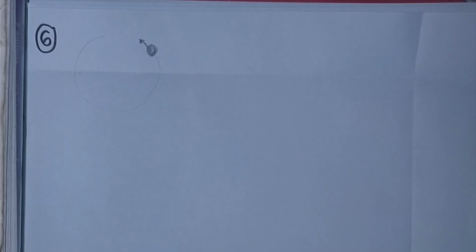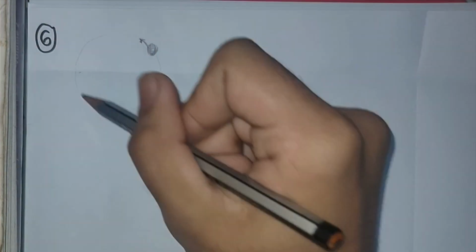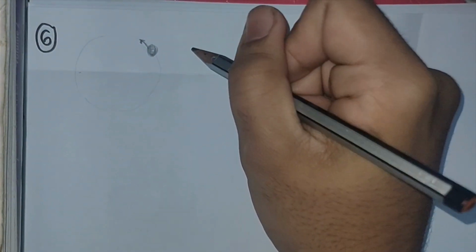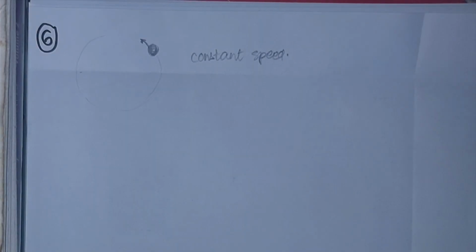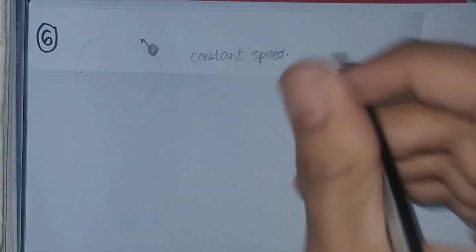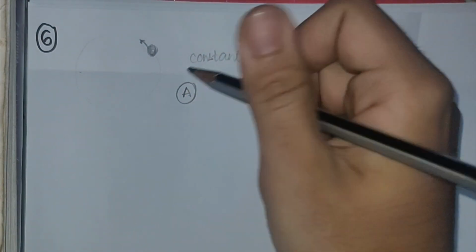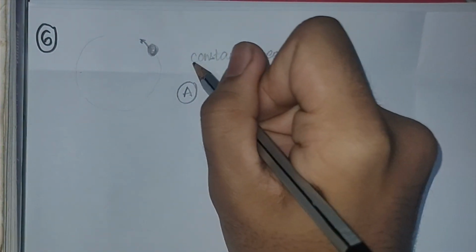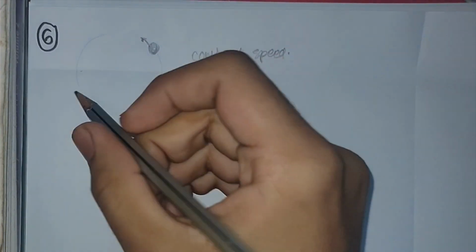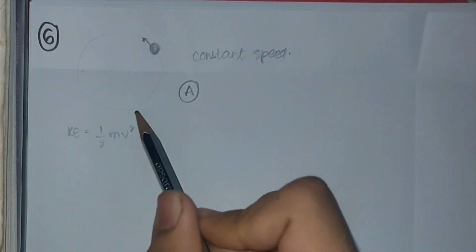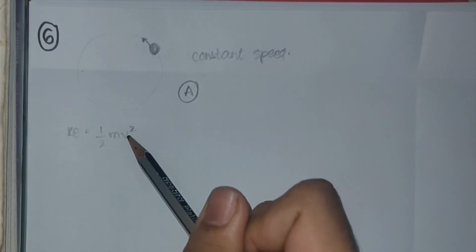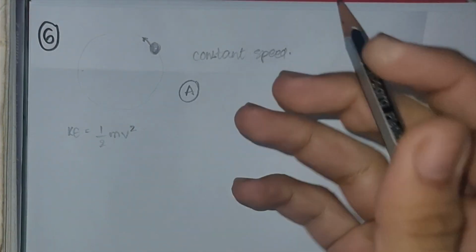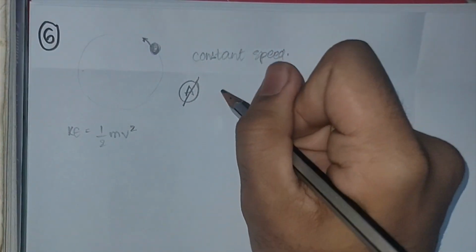Question number 6. We have an object, we don't know the mass, we don't know actually anything about it, and it is traveling in a circular path with a constant speed. Now we have been given 4 statements and asked which one is correct. Okay, so let's check through all of them. Option A says it has changing kinetic energy. Now we know that is absolutely false, because we have a constant speed over here, and as long as the speed stays the same, the kinetic energy will stay the same. Therefore, the kinetic energy is not changing for sure.